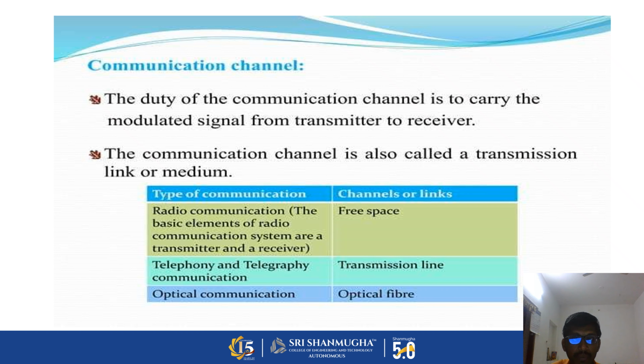What are the types of communication? Radio communication, optical communication, telegraphy communication, and telephony communication. Radio communication: the basic elements of a radio communication system are a transmitter and a receiver. Radio communication uses a transmitter and then a receiver. That is called radio communication.